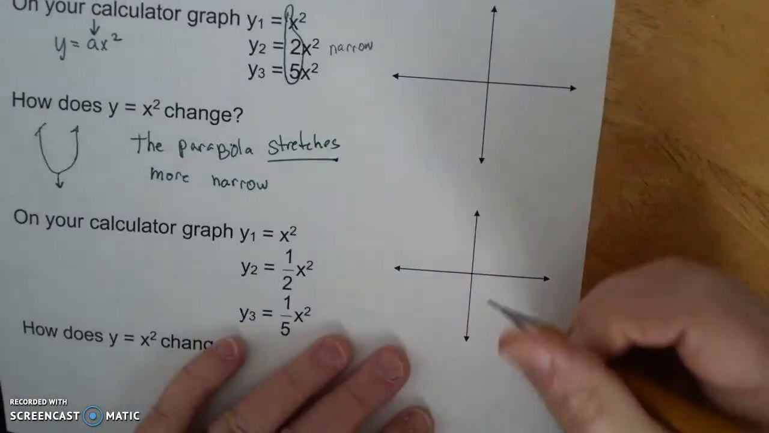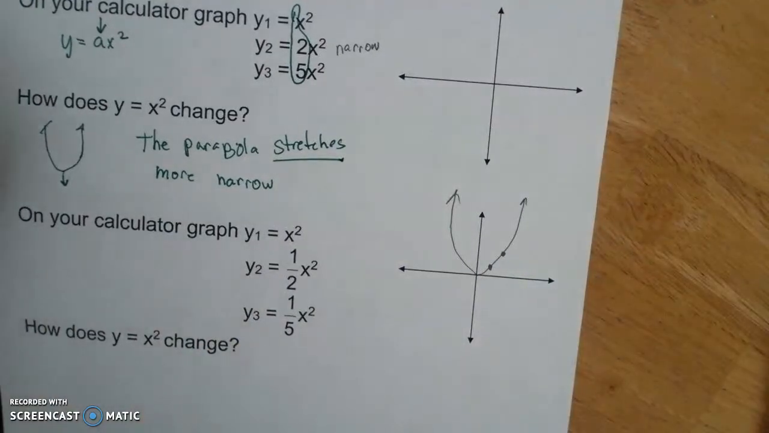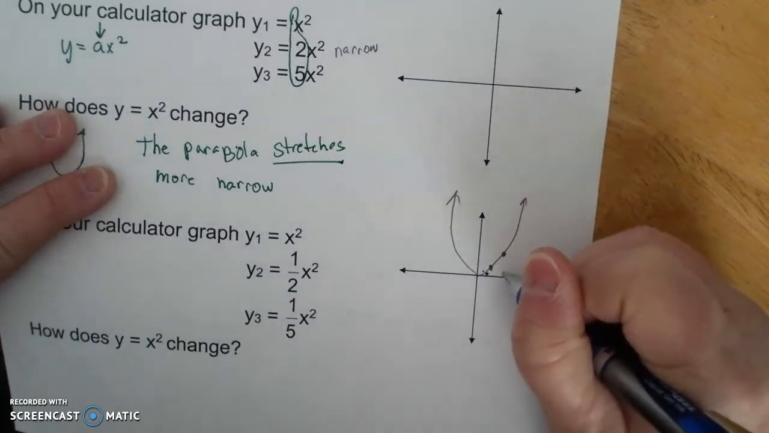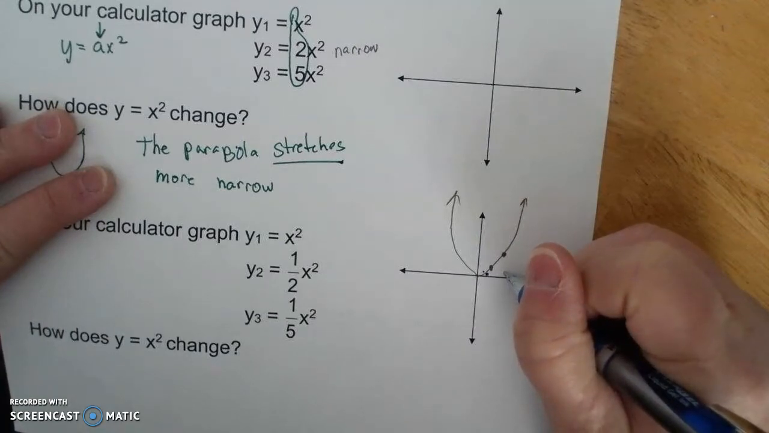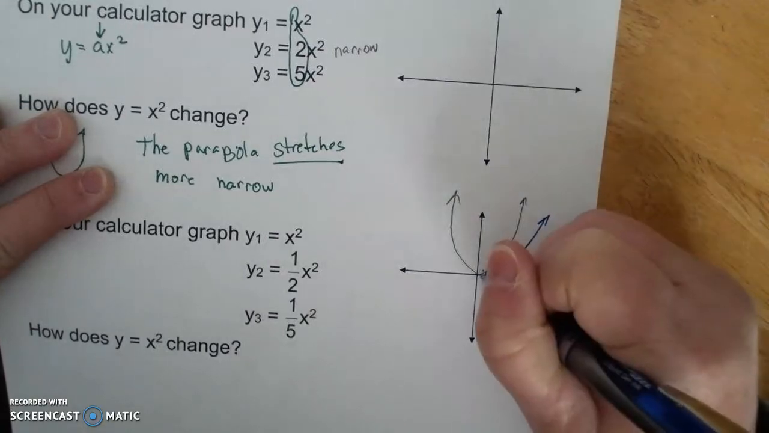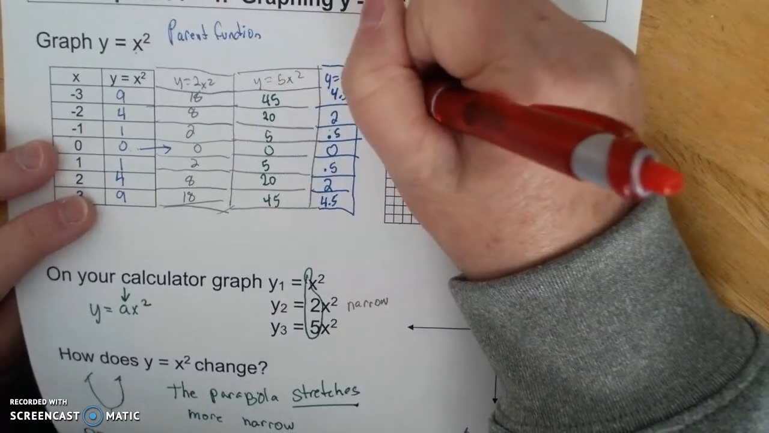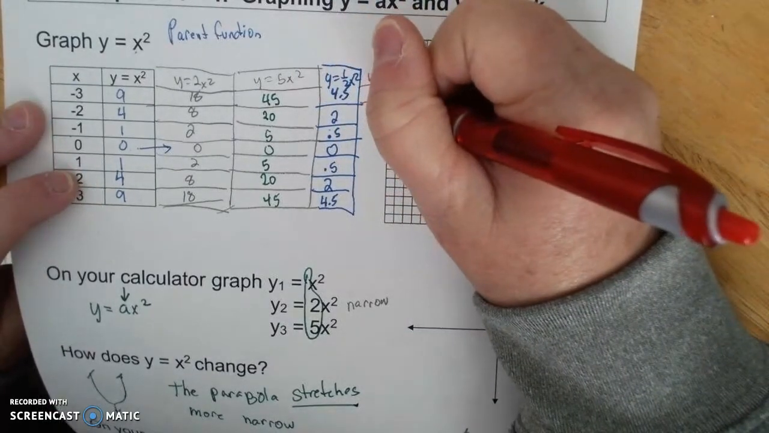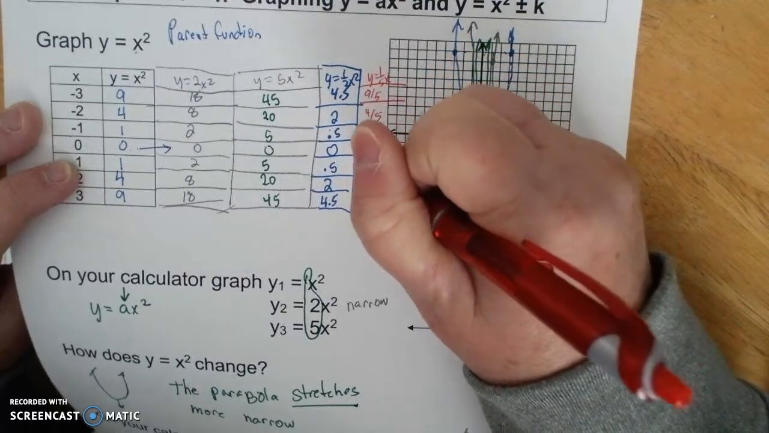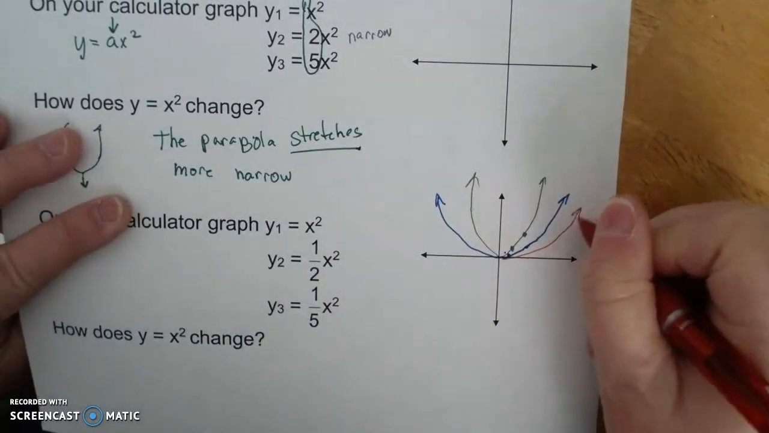So if I have a parent function, and this is 1, 1, and this is 2, 4, I'm now at 1/2. And then I'm at 2, 2. And you'll notice that it becomes like this. And if I did y equals 1/5 x squared, 1/5 of 9 is 9/5, 4/5, 1/5, 0, 1/5, 4/5, and 9/5. And so it's going to become even wider.